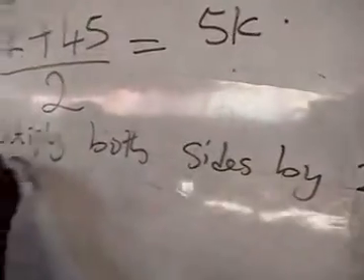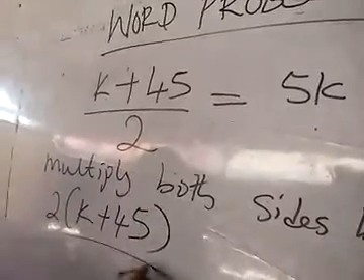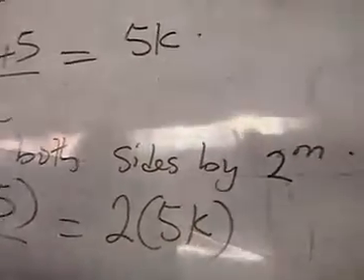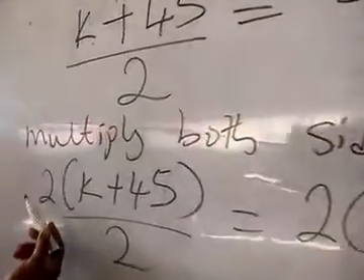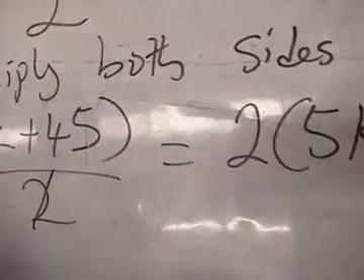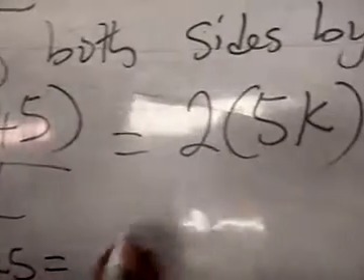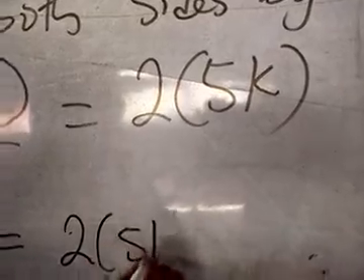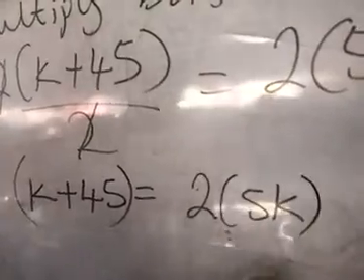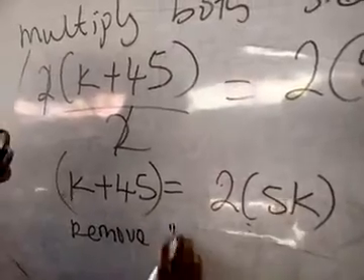Now you have 2 bracket K plus 45 over 2 is equal to 2 bracket 5K. Now you know these two, we cancel these two. 2 cancels this one. So now you are left with K plus 45 is equal to 2 bracket 5K. This one is all in brackets. Now I want to open these brackets. To open it, remove the brackets.